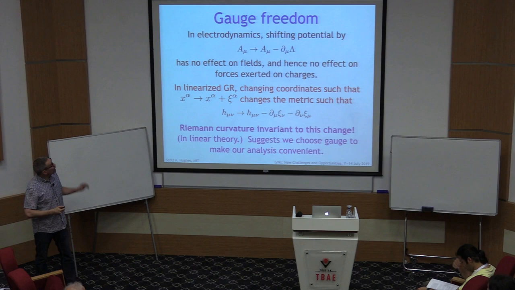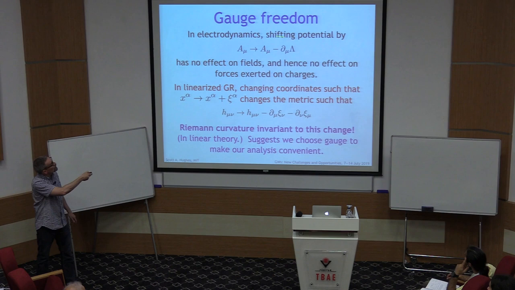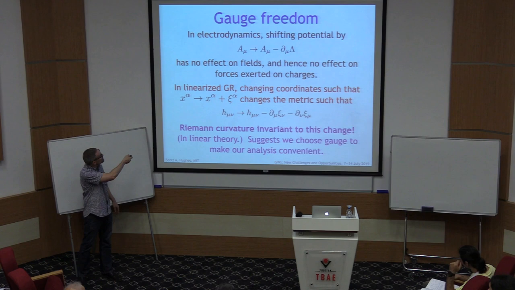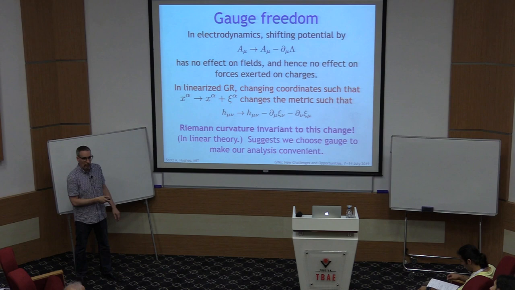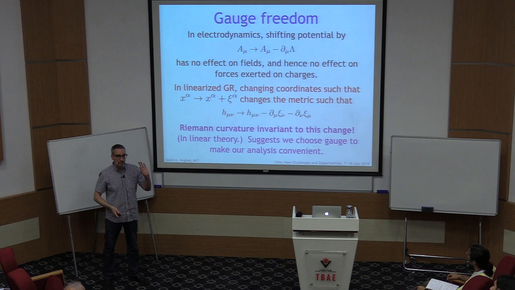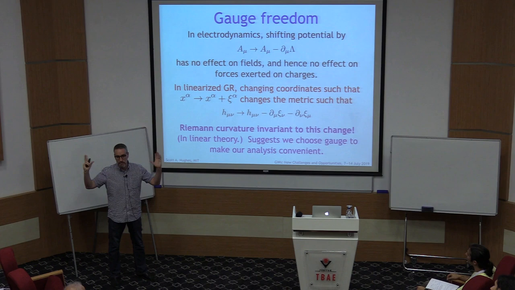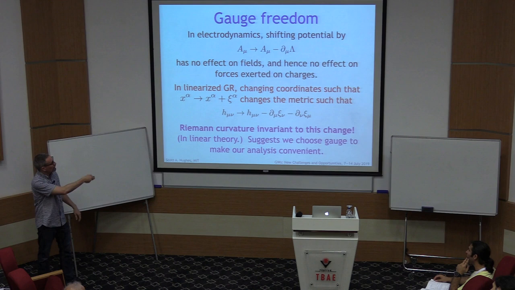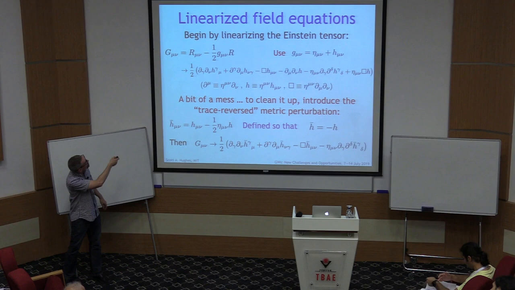So what we can do is, in the same way that we were able to shift potentials in electrodynamics, in linearized general relativity you can introduce an infinitesimal coordinate transformation. Imagine you are starting your analysis in some coordinate system x alpha, and you change all of your coordinates by a little generator, xi alpha. That will change the metric as long as xi alpha is small, in the sense that if I take the derivative of xi and square it, it's infinitesimal. That changes your metric to a form that looks like this. And what's wonderful about this is that after you have changed your coordinates like so, and changed your metric, the Riemann curvature that arises from this, so all the R's that follow from your metric, remain unchanged.